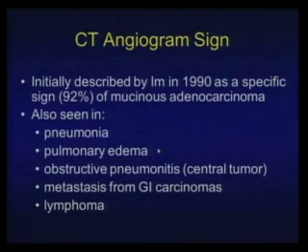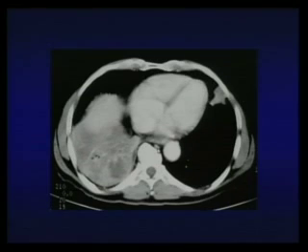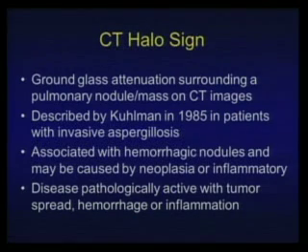But that is not true because this could be seen in cases of pneumonia. We can see it in cases of metastasis from GI carcinoma. We can see it in cases of lymphoma or obstructive pneumonitis. And this is one of my old cases. This is a real tumor, a mucinous adenocarcinoma. You can see that there are a lot of low densities within the consolidation, and you can see the vessel through that consolidation, with a metastasis in the contralateral lung.